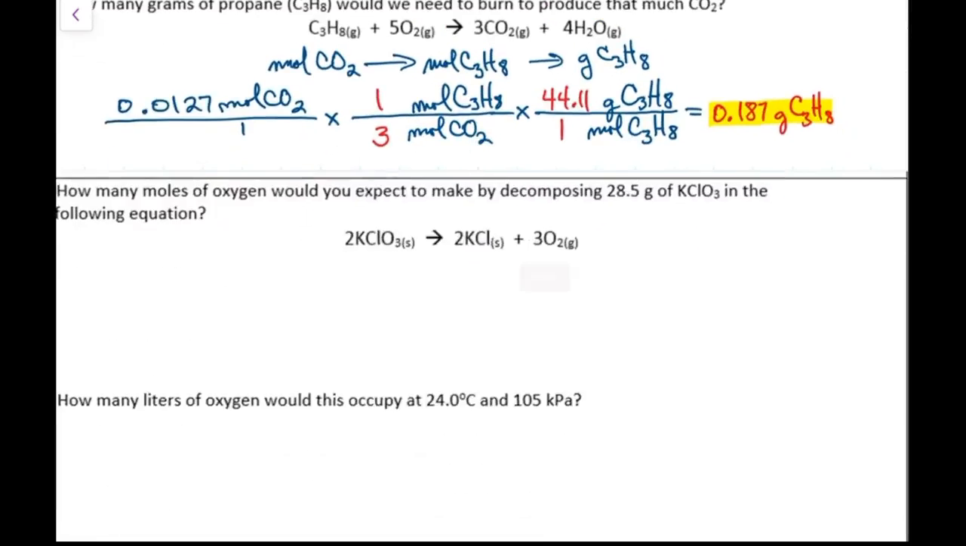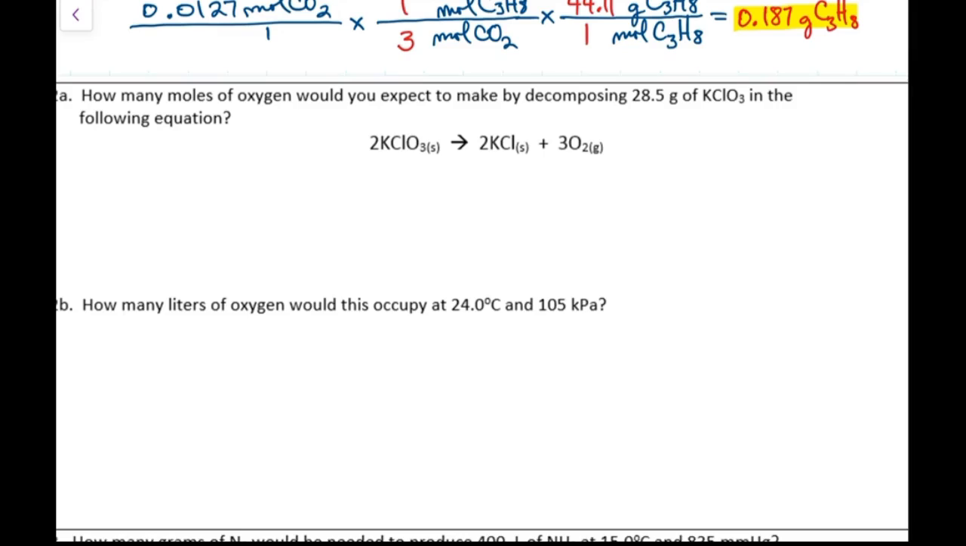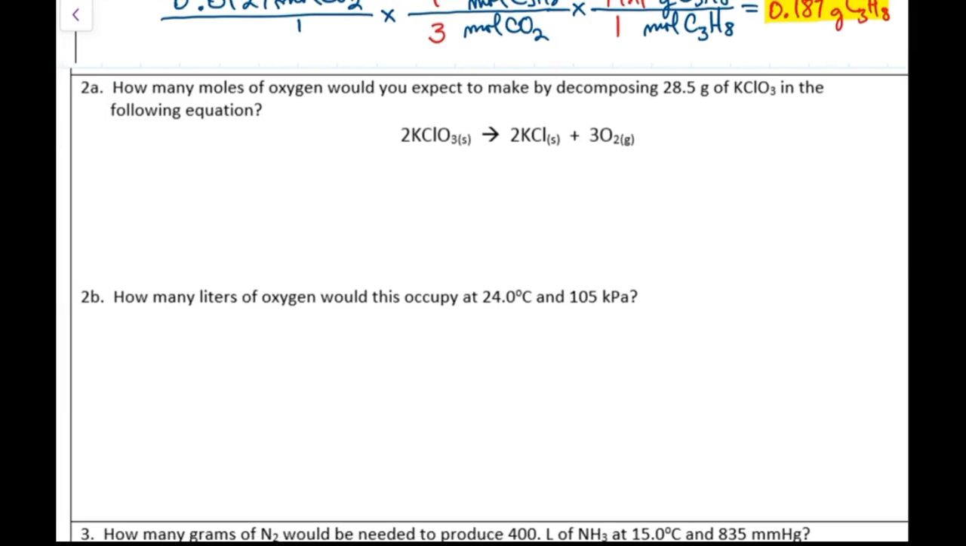So then if we look at 2, I'm going to tell you we're going to be doing the exact opposite. So this time it says how many moles of oxygen would you expect to make by decomposing 28 grams of KClO3, potassium chlorate, in the following equation. Once again we're given the balanced equation, but in this case we're given, at least to start with, the number of grams of potassium chlorate, and it's asking us for moles of oxygen. And it doesn't say anything about temperature and pressure at first.